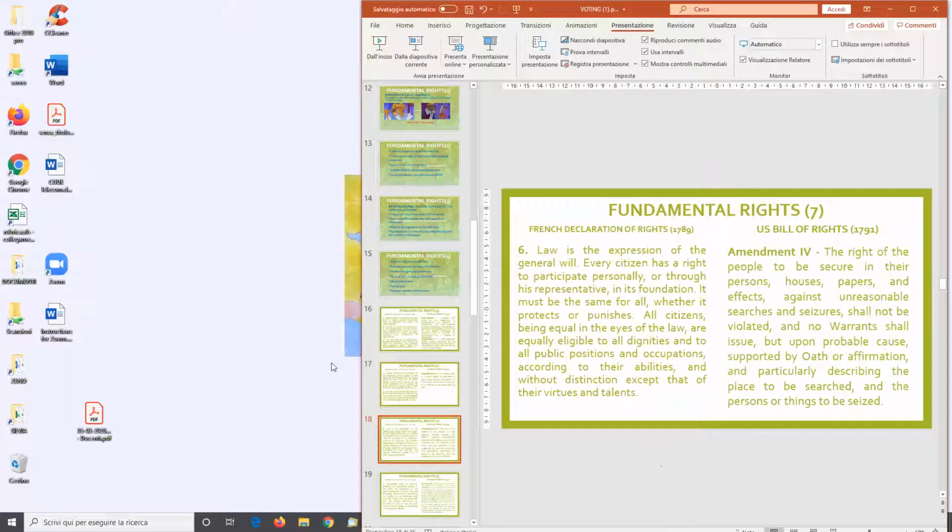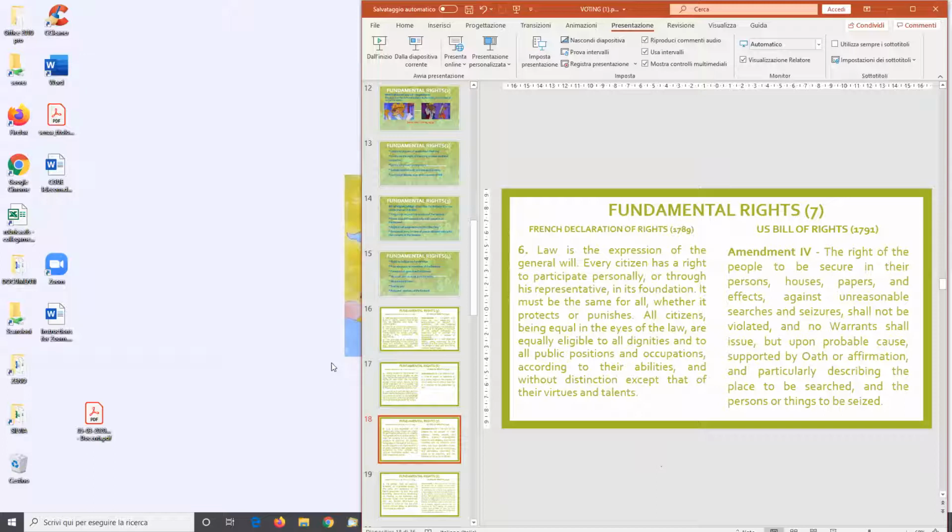Again, what is law? Meaning the formal act of power. Law is the expression of the general will. This idea is very strong in France, that Parliament expresses the nation's will, and therefore that is the volonté populaire, what the French call.